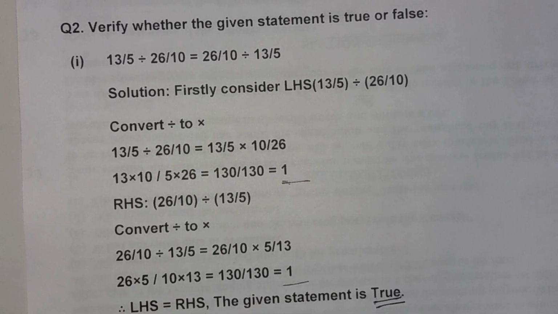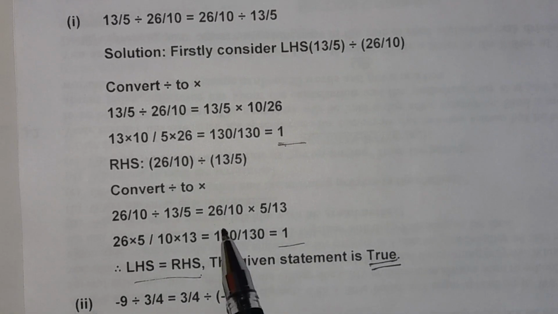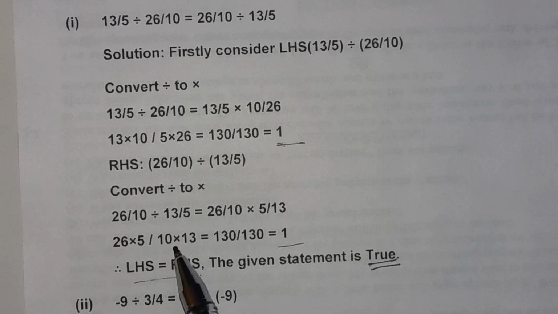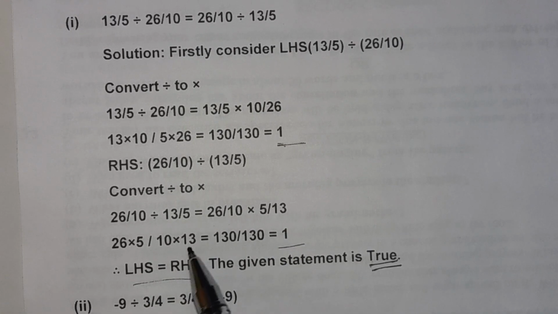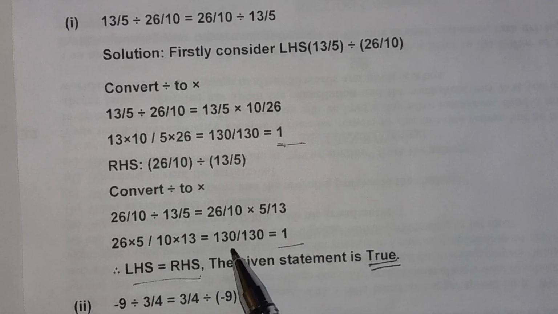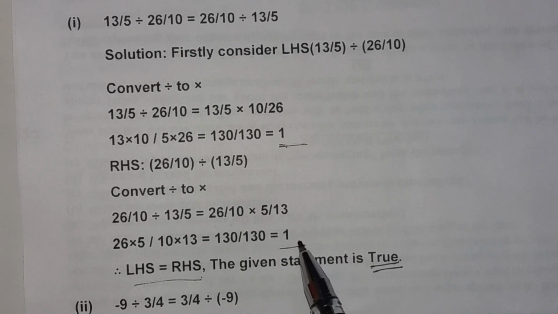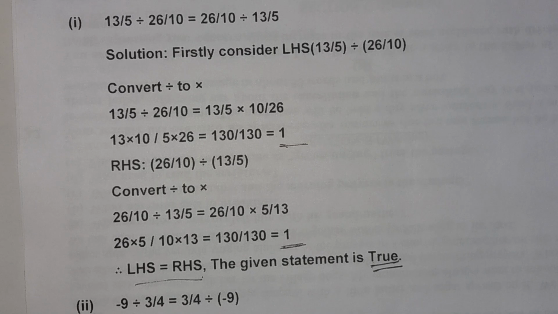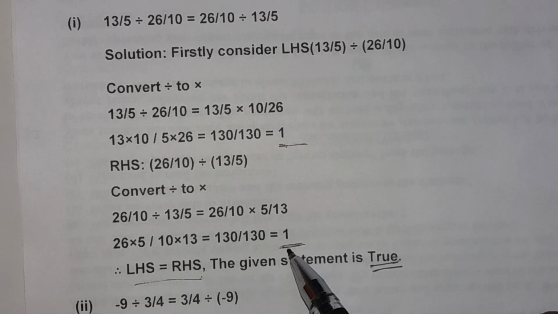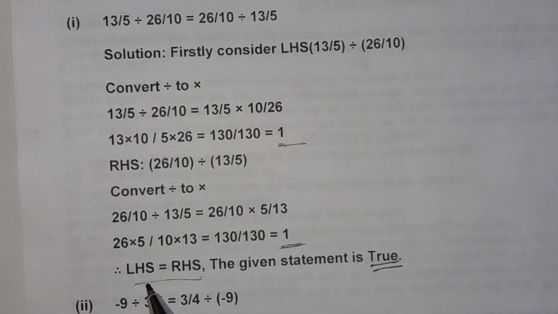So here by solving it, this 26 will multiply by 5 and 10 will multiply by 13. So 26 into 5 will be 130 and 10 into 13 will be 130. So by cancelling it will also be 1. So from here it is 1 and it is also 1. So we can say that LHS will be equal to RHS. That means this statement is true.